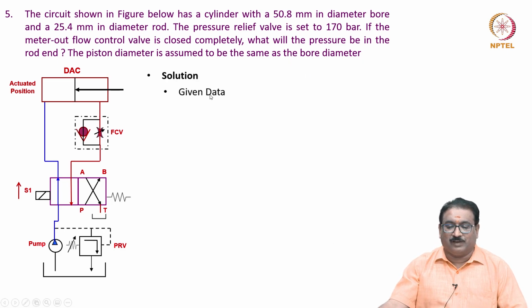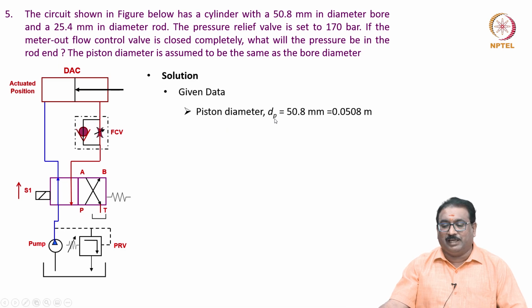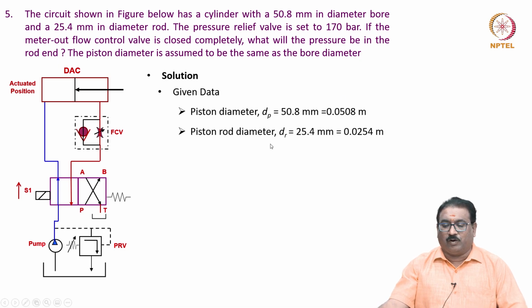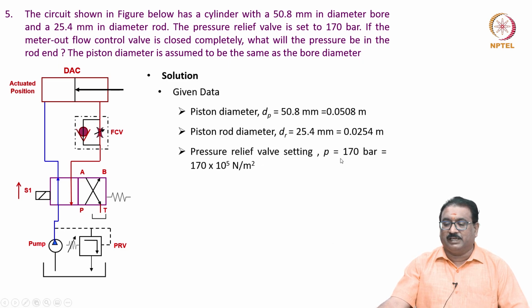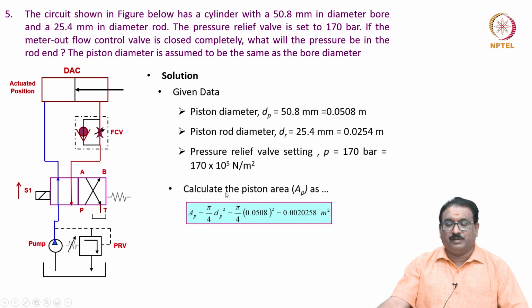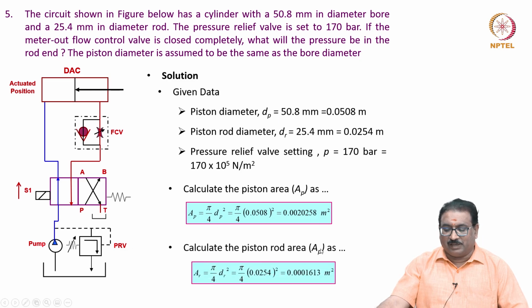The piston diameter is assumed to be the same as the bore diameter. Quickly list out what the given data are now. The piston diameter is given, dp equals 50.8 mm. Always convert into the same unit. The piston rod diameter dr equals 25.4 mm. Convert into meters. The pressure relief valve setting is given as 170 bar. I am converting into Newton per meter square. Now you will calculate the piston area AP equals pi by 4 dp square. Similarly, the piston rod area, you will calculate pi by 4 dr square, friends, substituting the value directly.